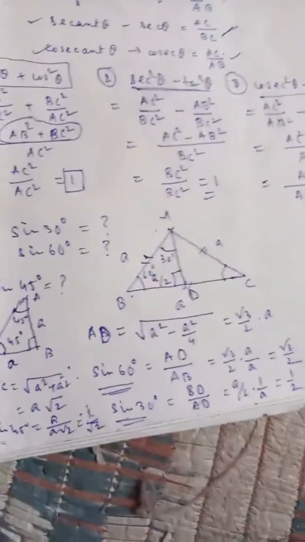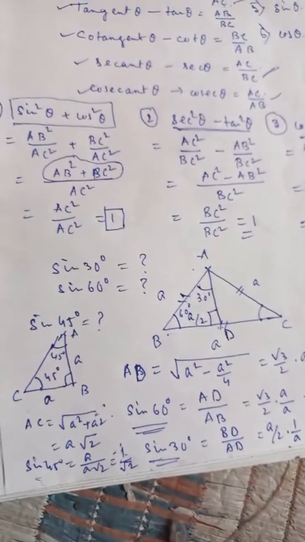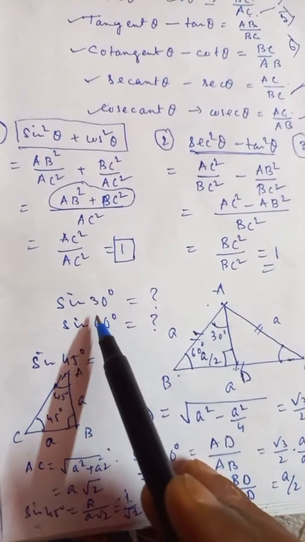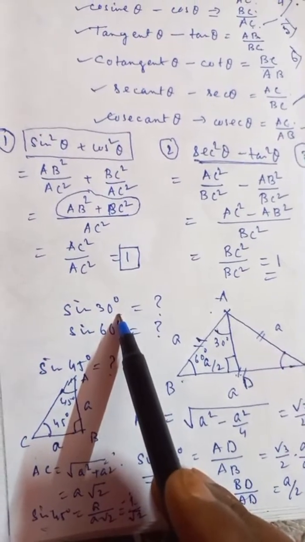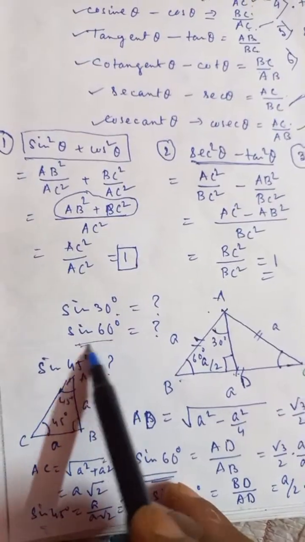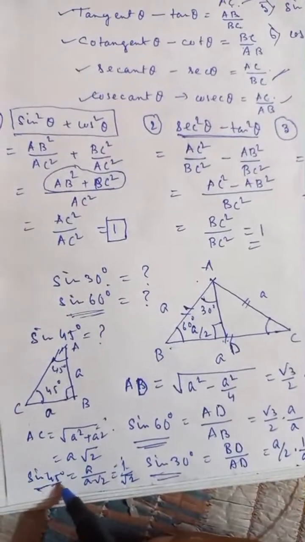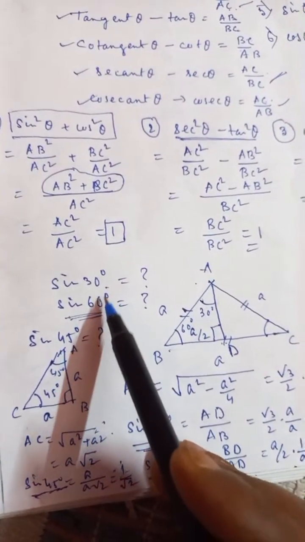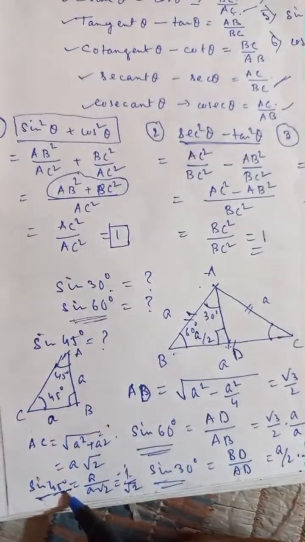Now if we wish to know the values of cos 30 degree, cos 60 degree and cos 45 degree, we can know these through these values by complementary angle. Like cos 60 degree will be equal to sin 30 degree by complementary angle. Sin 60 degree will be equal to cos 30 degree and sin 45 degree is equal to cos 45 degree. So through complementary angles we can know the values of cos 30 degree, cos 60 degree and cos 45 degree.